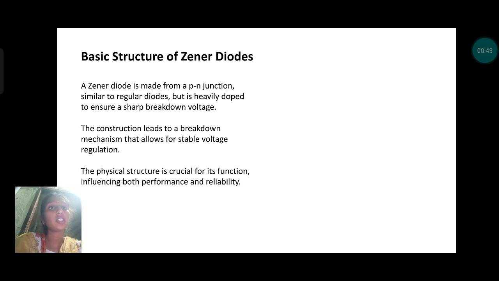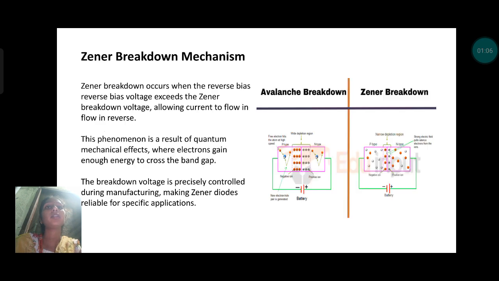Basic structure of Zener diodes. Zener diodes are similar to regular PN junction diodes, and they are designed to ensure a sharp breakdown voltage. The construction leads to a breakdown mechanism that allows stable voltage regulation. The physical structure is crucial for its function, influencing both performance and reliability.